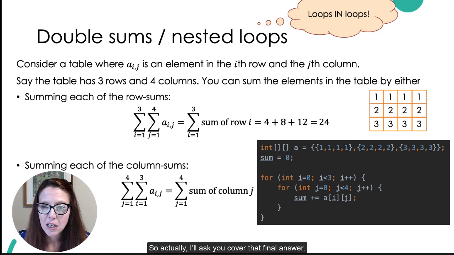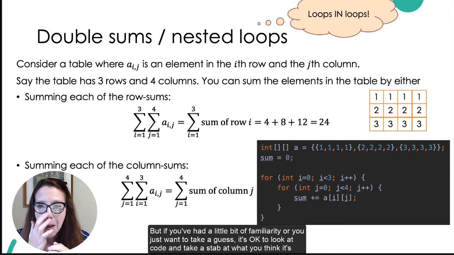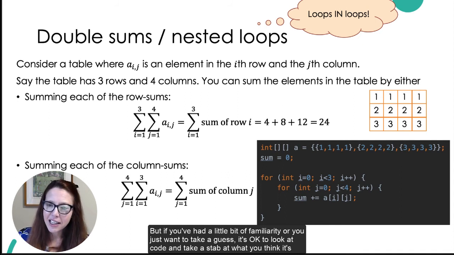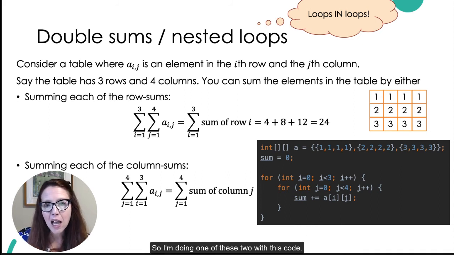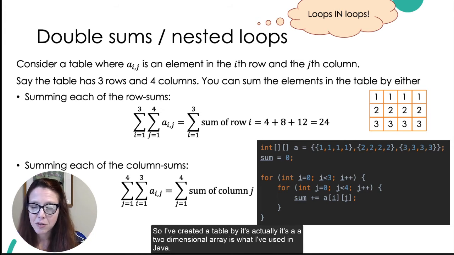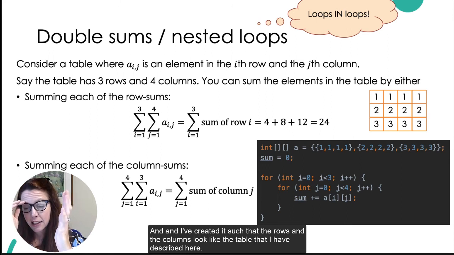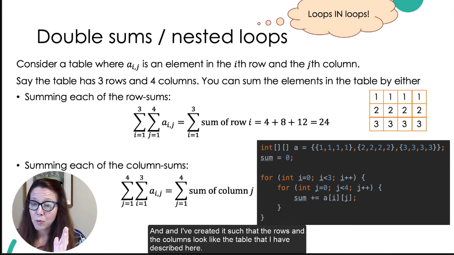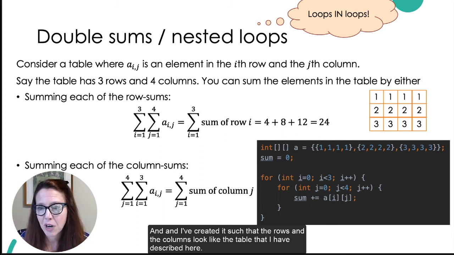Okay, so actually, I'll ask you, I've covered up that final answer, but if you've had a little bit of familiarity or you just want to take a guess, it's okay to look at code and take a stab at what you think it's doing. So I'm doing one of these two with this code. So I've created a table, it's a two-dimensional array is what I've used in Java. And I've created it such that the rows and the columns look like the table that I have described here.